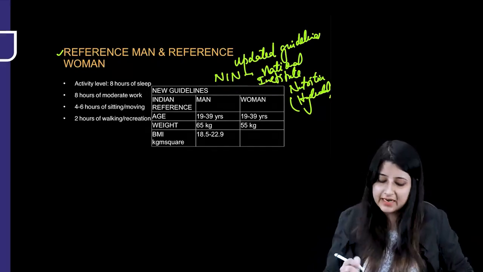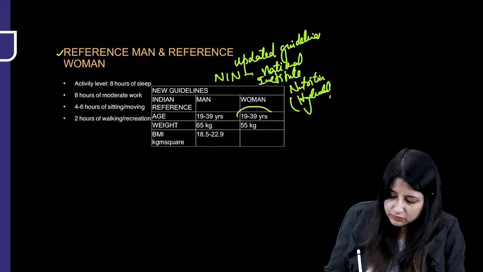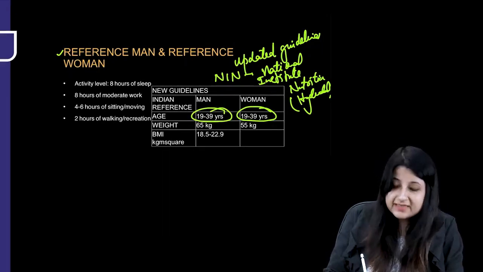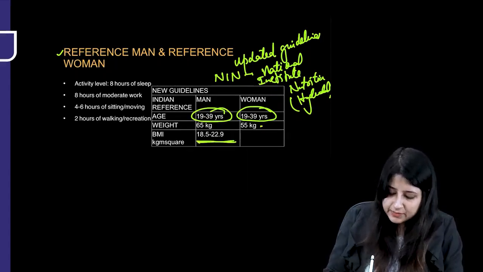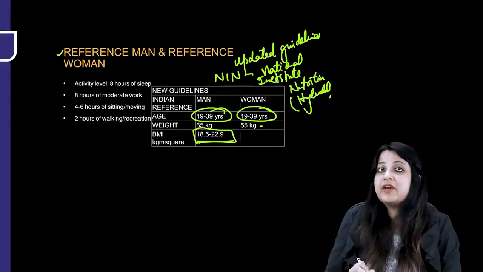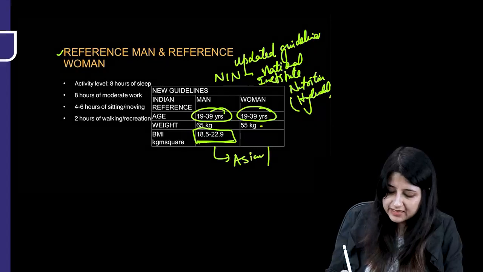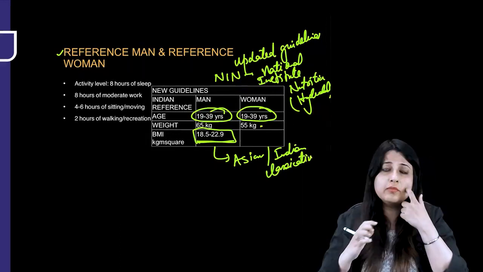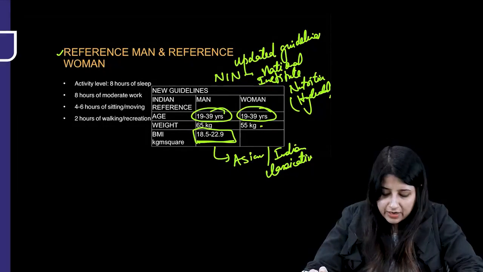So who's a reference man? Indian reference man age and Indian reference woman age is the same, 19 to 39, okay? The weight of Indian reference man 65 kg and the weight of Indian reference woman 55 kg. And this BMI that you see over here, 18.5 to 22.9, this is according to the Asian classification or according to the Indian classification, because we all know according to WHO classification normal BMI is 18.5 to 24.9, okay? So this you have to remember.